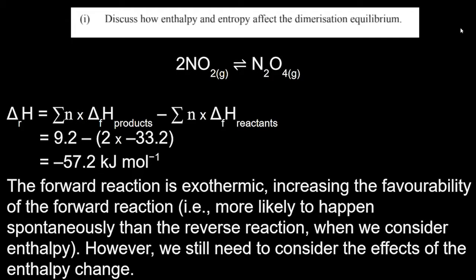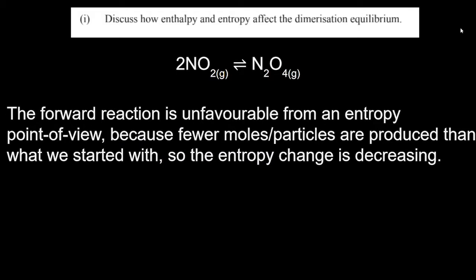So we know the forward reaction is exothermic. This increases the favorability of the forward reaction, i.e. it's more likely to happen spontaneously than the reverse. But we do need to consider what's happening with the entropy change in the forward reaction, because that plays a huge part as well in combination with the enthalpy change in determining whether one reaction direction is favored or more likely to happen spontaneously. So let's look at the entropy change.